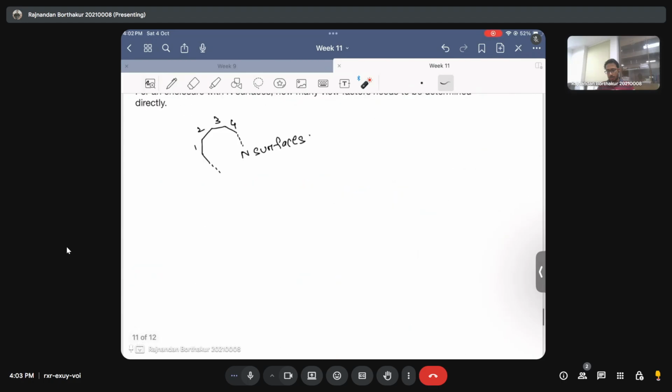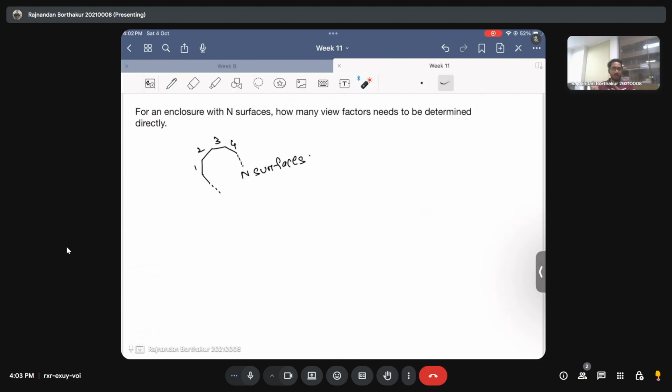Okay, so just how we witnessed it for two surfaces, what the next question asks is, if you now have an enclosure of n surfaces, how many view factors need to be directly determined, which means how many view factors you need to know a priori in order to determine the complete set of view factors for n enclosed surfaces precisely. For instance, if you have a hexagon of this form, which is kind of an enclosure, how many view factors need to be determined directly? We are generalizing this aspect to n surface enclosures typically.